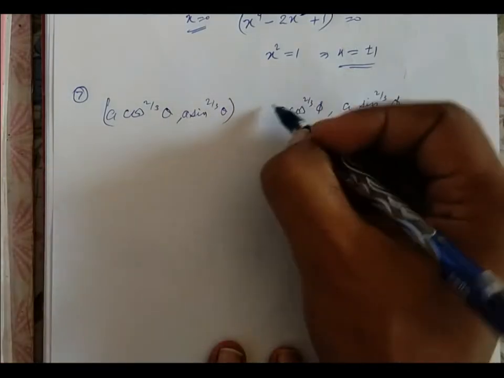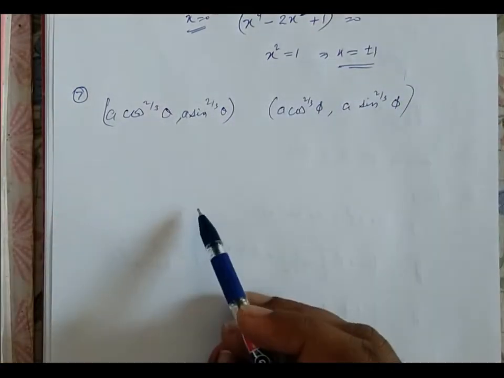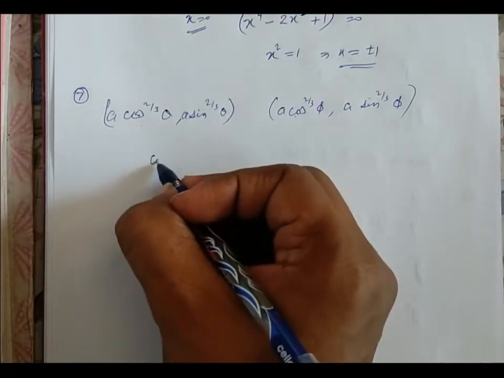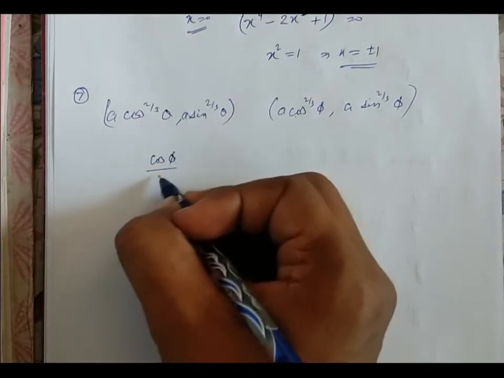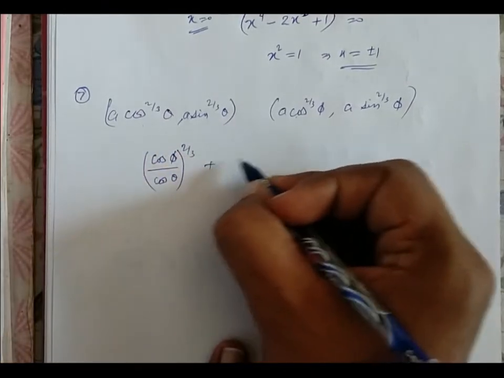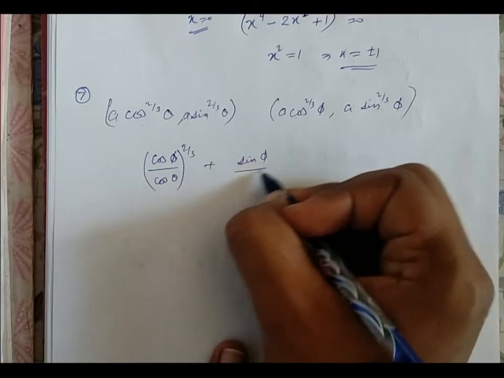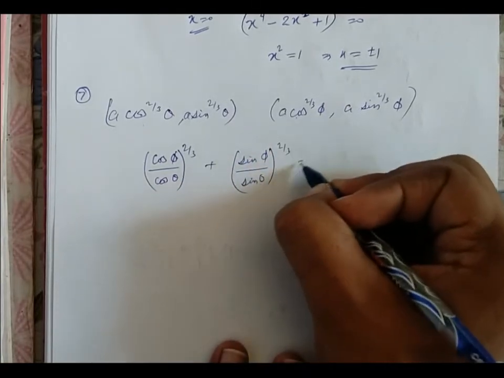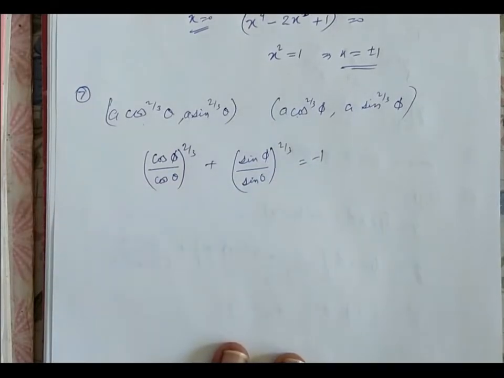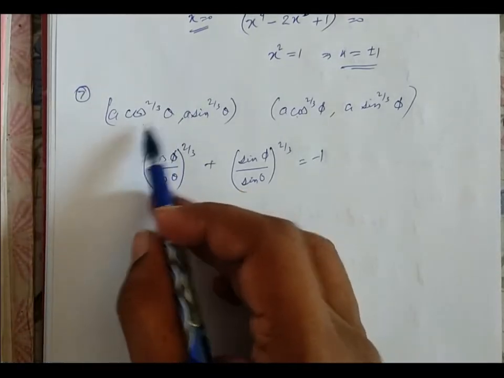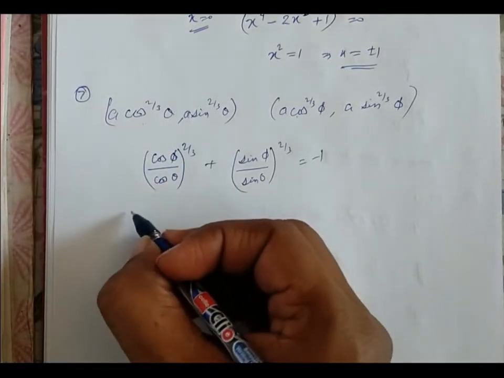Okay, so what we need to prove is x2 upon x1, which is cos phi upon cos theta to the power 2 by 3, plus sin phi upon sin theta to the power 2 by 3, equal to minus 1. Okay, so first we'll draw the tangent at x1 y1, at this particular point. So first find the slope.